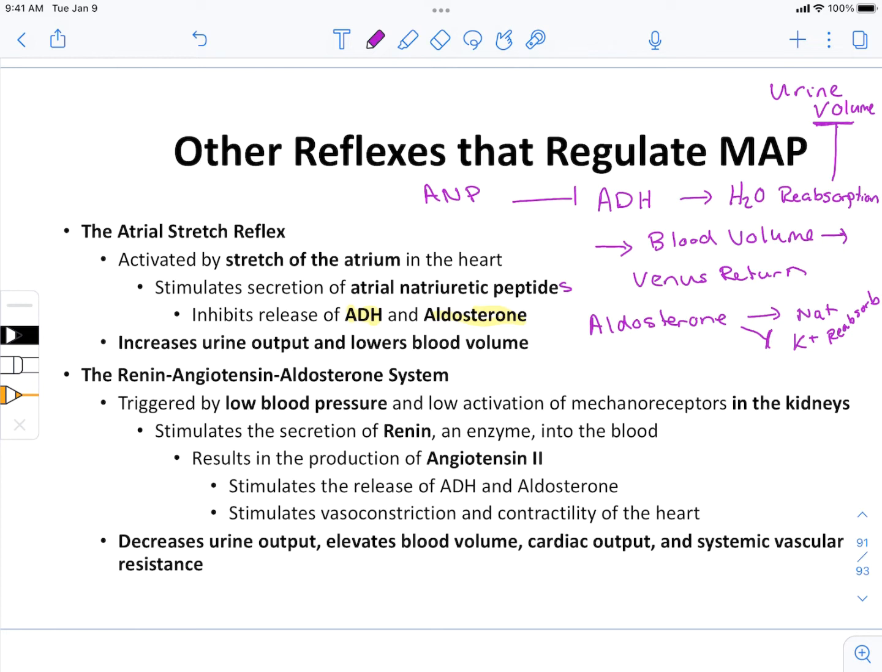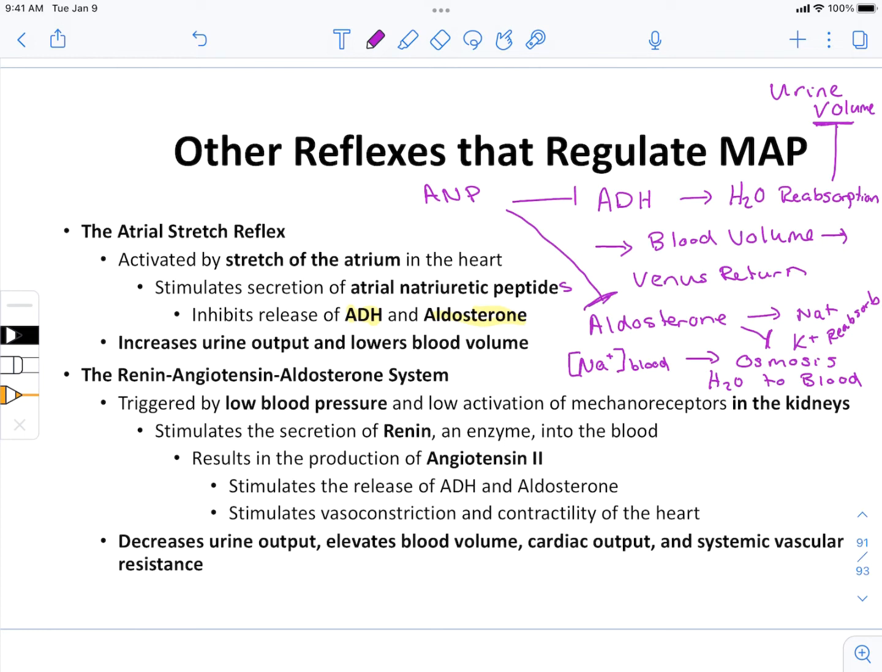When sodium levels in the blood go up, that's going to increase osmosis and the movement of water out of the kidneys to the blood. And that's going to have the same effect as before. As water is reabsorbed, blood volume goes up, venous return goes up. And so again, the atrial natriuretic peptide is going to inhibit the release of aldosterone.